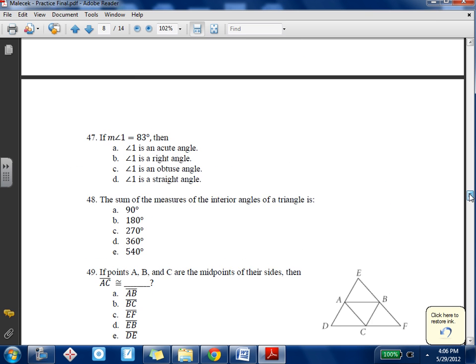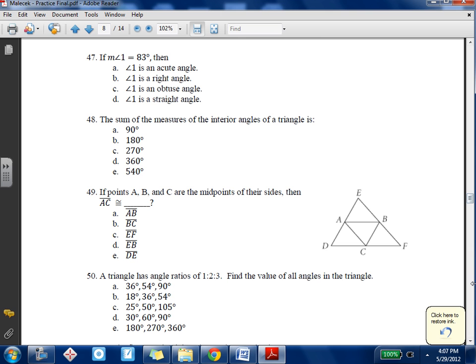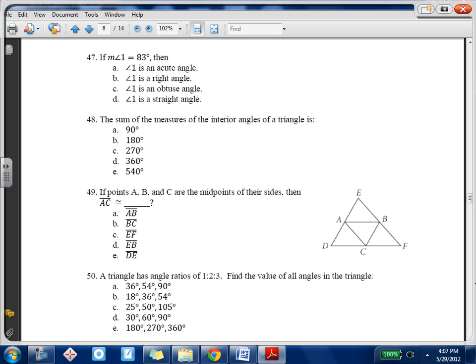Number 47, a gimme question. If angle 1 is 83 degrees, is it acute, right, obtuse, or straight? Remember that acute means anything less than 90, so the answer is A. Another gimme for 48. The sum of the measures of the interior, so we're talking about the inside of a triangle, angles 1, 2, and 3. For every triangle, they add up to 180 degrees.